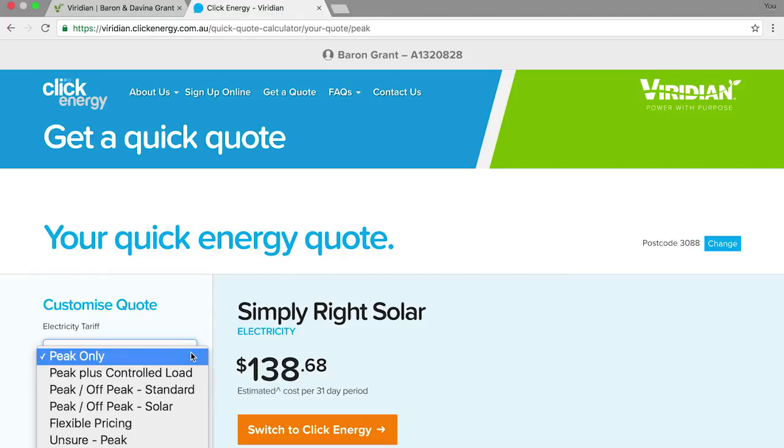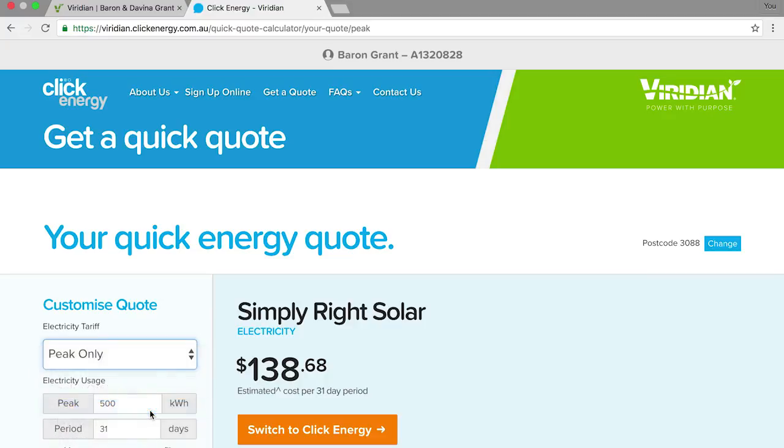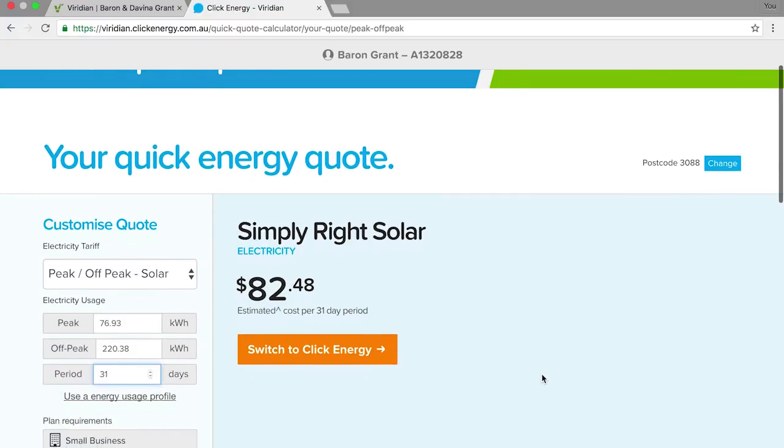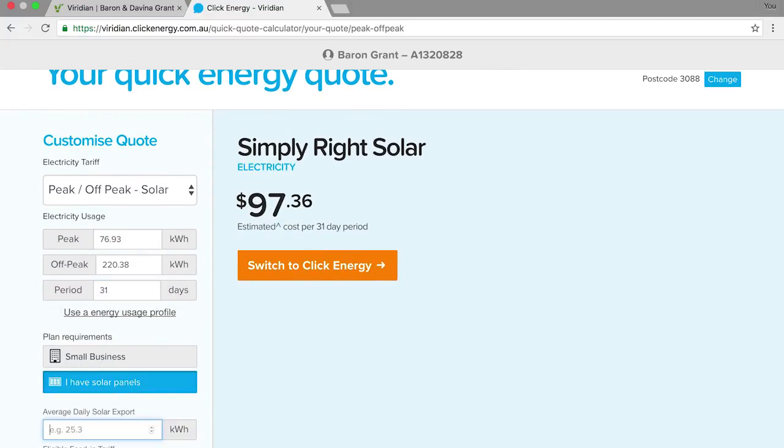So the first thing we need to do is change the meter type from peak only to peak off peak, and of course mention here that it has solar. So the peak usage, 76.93, the off peak usage, and the number of days was 31. And remember, as was touched on in some of the previous slides, this here is for the average daily solar export, not the total export. So in this case, if we take 285.83 and divide it by 31, we get 9.22.